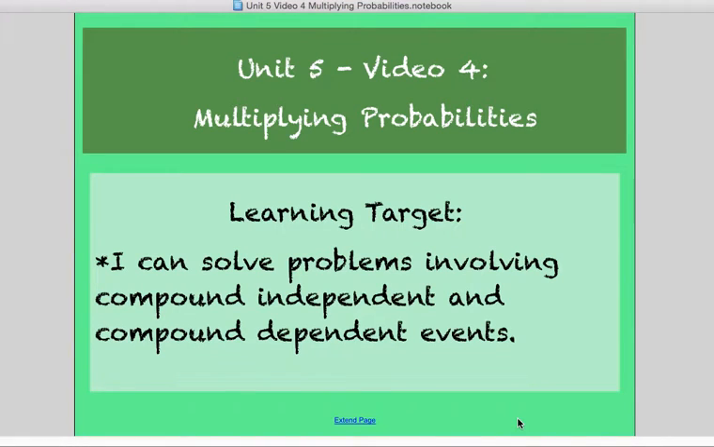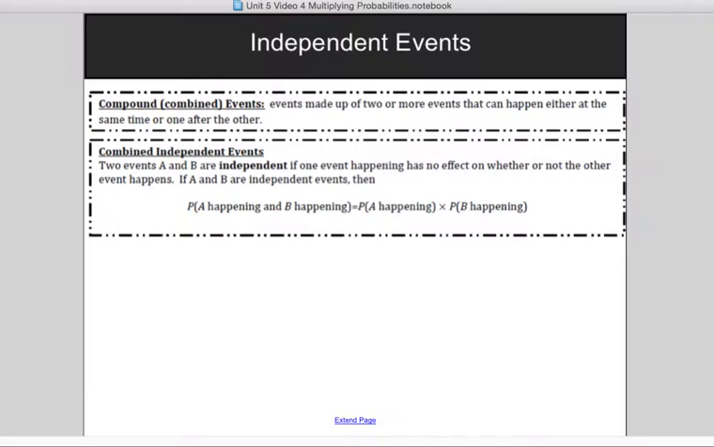Today we're going to look at multiplying probabilities. The learning target is that you can solve problems involving compound independent and compound dependent events. When events are compound, that's when we use multiplying with our probabilities. So what is a compound event? It's an event made up of two or more events that can happen either at the same time or one after another. We're going to first look at independent, then we'll look at dependent events.